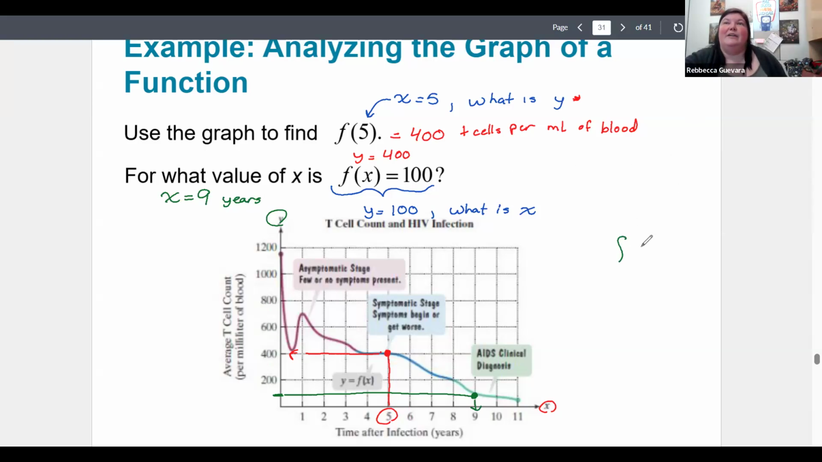So what we know here is that f of 5 equals 400. So after 5 years, we should have a T cell count of 400. And f of 9 is equal to 100. So after 9 years, our T cell count should be 100. I don't know how old this data is because we've got a lot of medication that changes things nowadays.